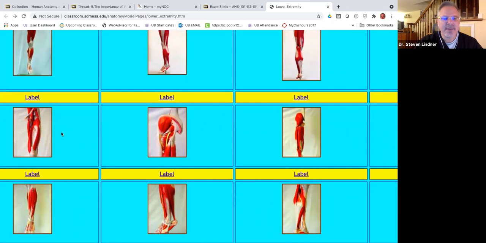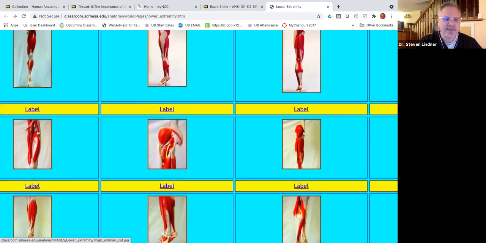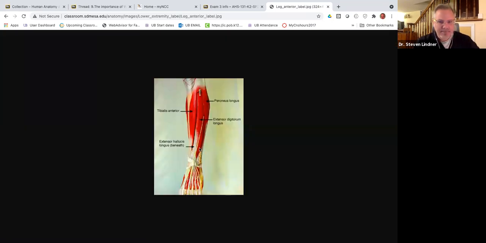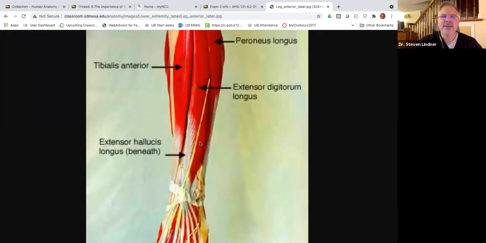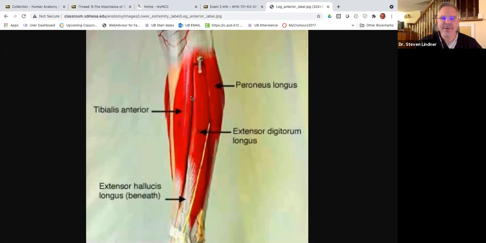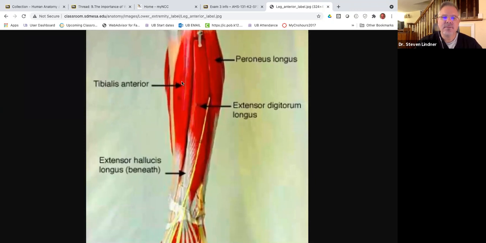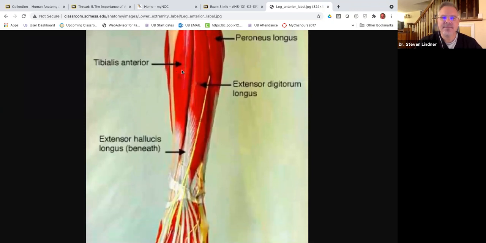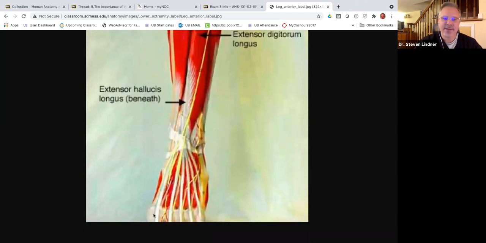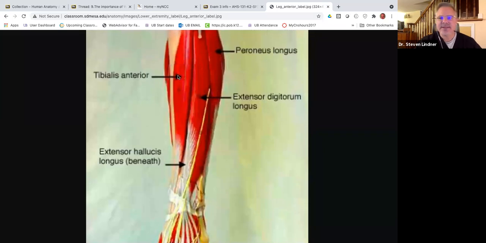Okay, staying on the anterior, since we're on the anterior, let's go down to the anterior leg and show you what we have here. So here is the tibialis anterior. We can see that it comes down there and inserts on the inside of the foot. Here's the great toe. So tibialis anterior, we said, is a dorsiflexor and inverter of the foot.